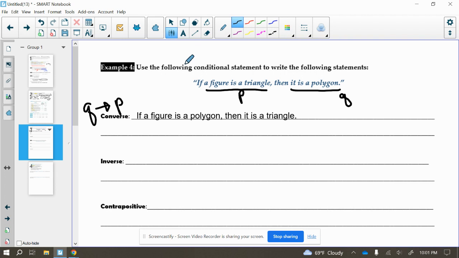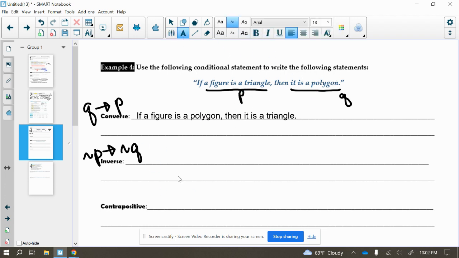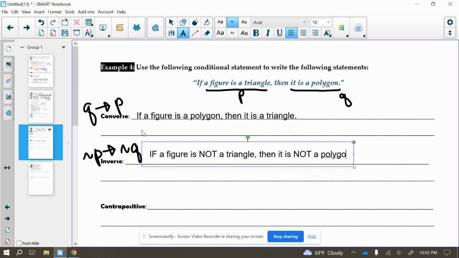So the new conclusion is the original hypothesis. For our next example, we want the inverse. So again, we're taking the original and we are negating it. We're adding in the word not since it wasn't there before. So we would say if a figure is not a triangle, then it is not a polygon. Again, we're negating that original piece we had.